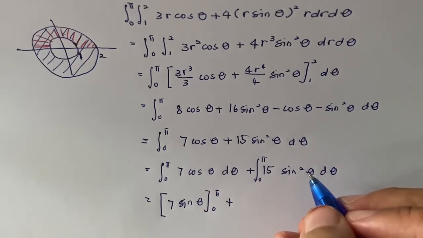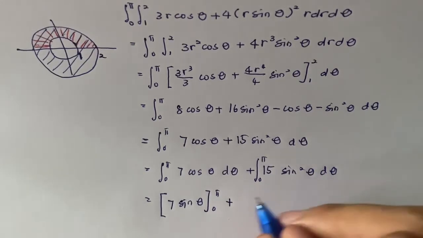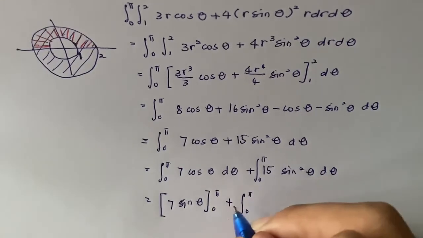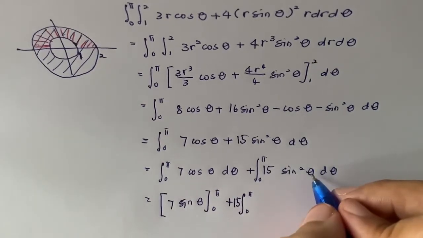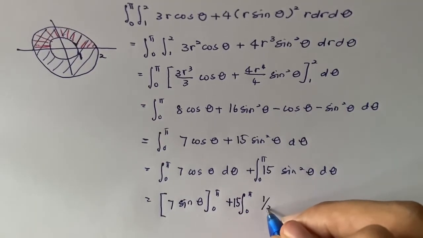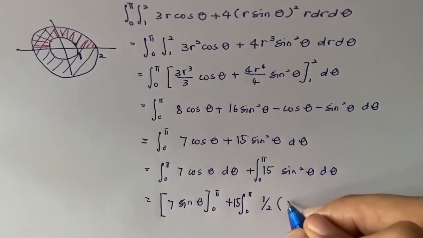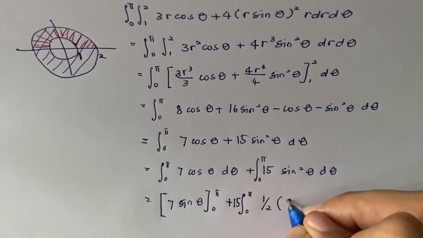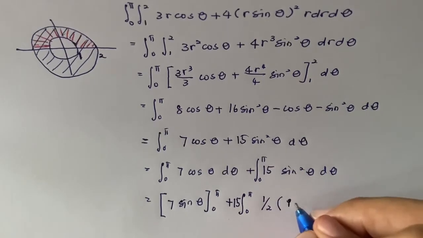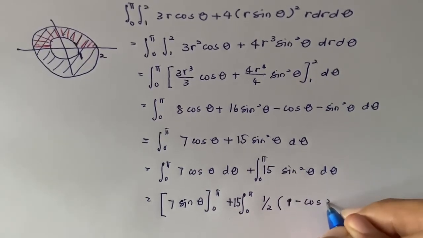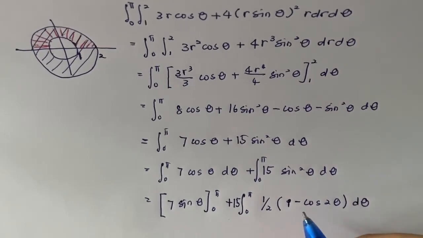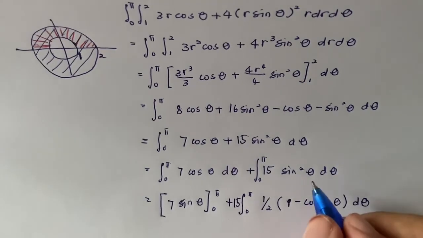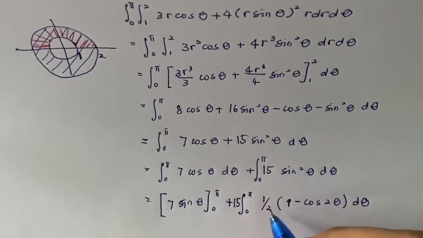So using trigonometric identity, you know that the sine... is 1. So constant, so I put it outside, 15. Sine square theta is equal to half, 1 minus cos 2 theta d theta. Please refer to the attachment appendix. So this sine square is equal to half 1 minus cos 2 theta.